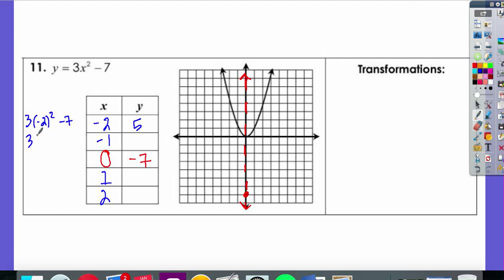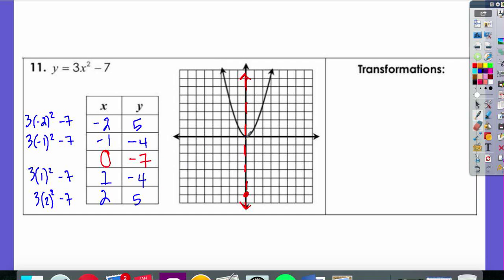Then I've got 3 times negative 1 squared minus 7. Negative 1 squared is a positive 1, and 1 times 3 is 3. 3 minus 7 is negative 4. Because we chose our values exactly based upon the axis of symmetry, they should match. So I've got 3 times 1 squared minus 7, which comes out to be 3 minus 7 again, which is negative 4. Then 3 times 2 squared minus 7, which comes out to be 12 minus 7 again, which is 5. So it's like a mirror image.